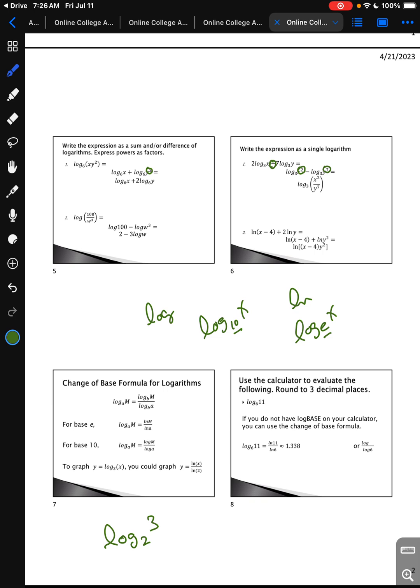So here's an example. Log base 6 of 11 can be rewritten as the natural log of 11 over the natural log of 6. Or it can be written as the log of 11 over the log of 6. It doesn't matter which way you do it.